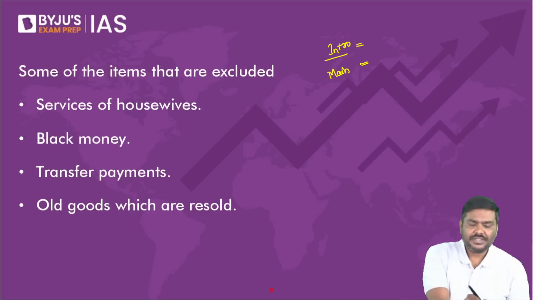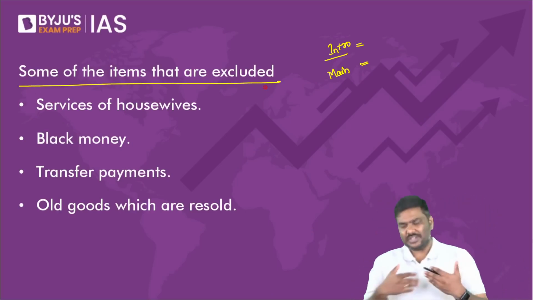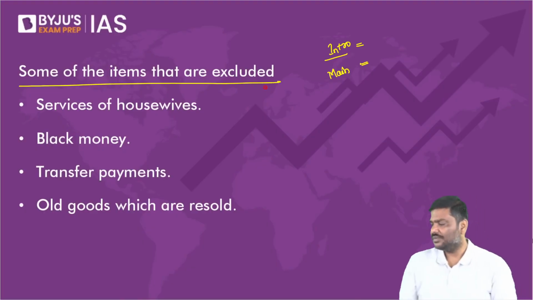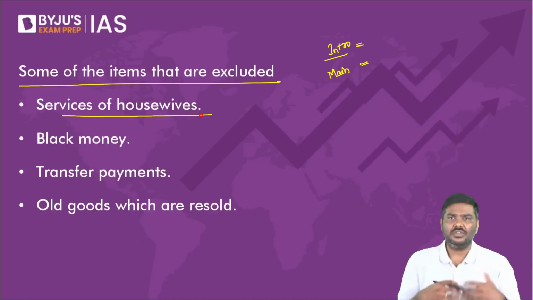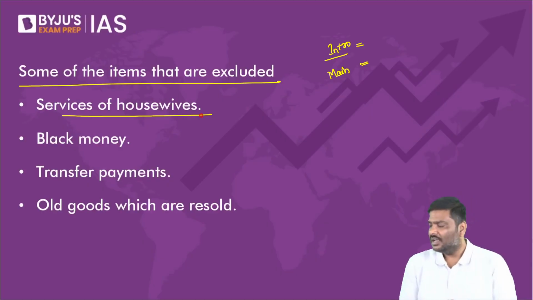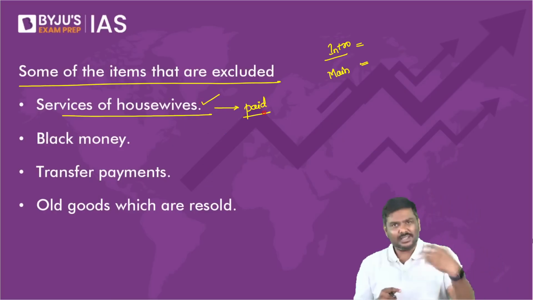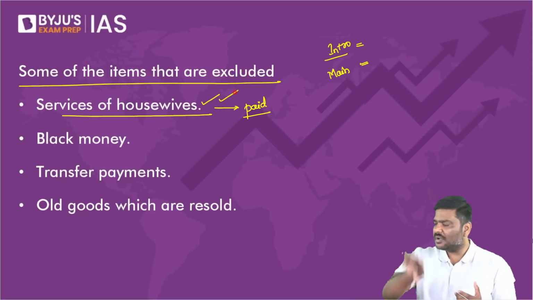Okay, now, next. Some of the items that are excluded from the calculation. Some of the items which are not included in the calculation are: one, services of the housewives. Why are the services of the housewives not considered? The argument is simple. The services of the housewives are not paid. Whatever services are provided by the housewives, money is not paid for them. That is the precise reason. We cannot count the services provided by the housewives.